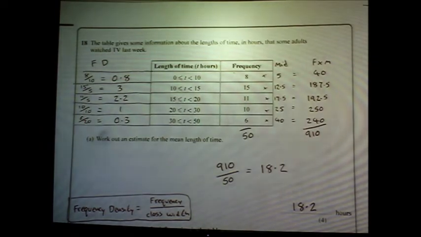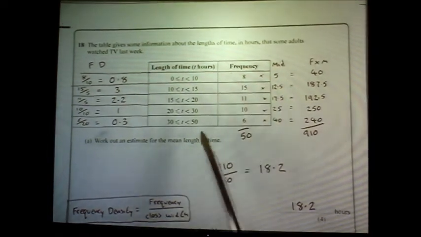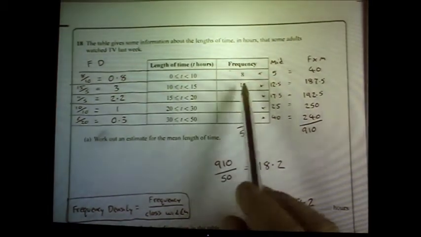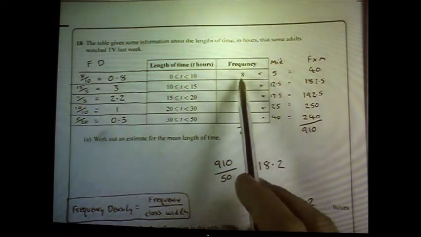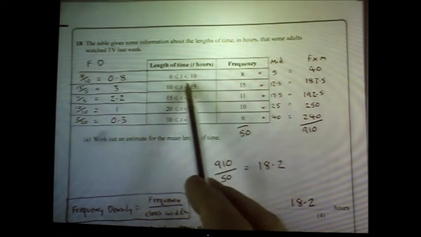To find the mean average, what you do is add everything up and you divide by the number of people you've got. Well, the number of people you've got is 50, because that's there. But you need to know the total number of hours they spent watching television. Now, the trouble is, and this is the reason why it says work out an estimate, is you don't know how long these 8 people watched it for. They could all have watched it for 1 hour, they could have all watched it for 9 hours.